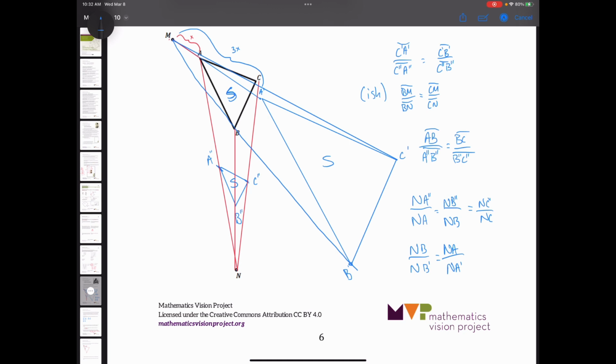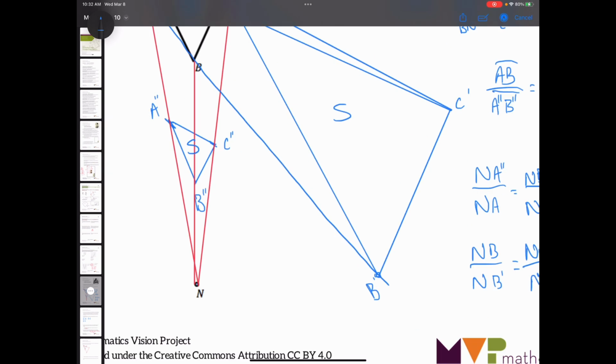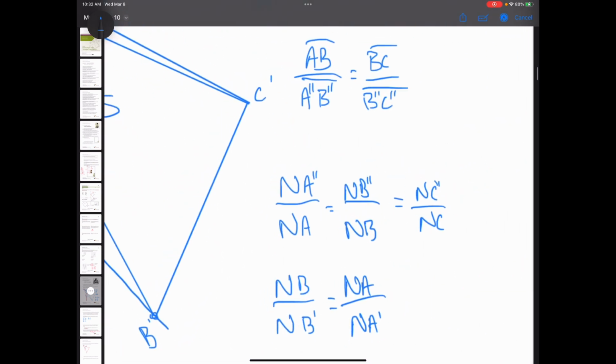Great. Cool. So you can now see that we can go from segments of dilation to sides of dilation to all sorts of stuff, right? And if similar triangles are similar to one triangle, they're also similar to each other, right? So like A double prime, B double prime, C double prime is similar to A prime, B prime, C prime.